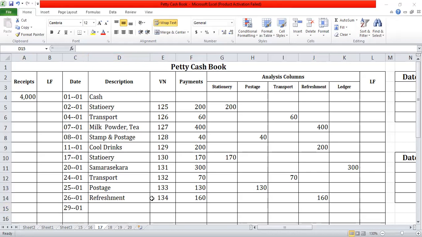We have paid Kamal. Now Kamal is a creditor. 135 is the voucher number. We have paid 250 to Kamal. I told you, whenever the business has paid anything to an account which already exists in the ledger, it is analyzed in the ledger column. So it is analyzed in the ledger column as a payment to Kamal, 250.